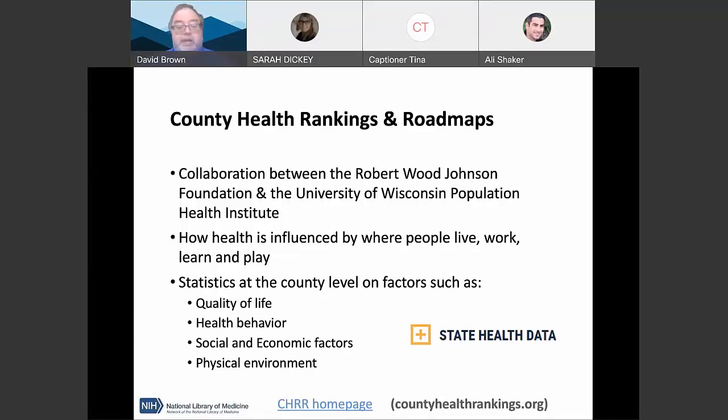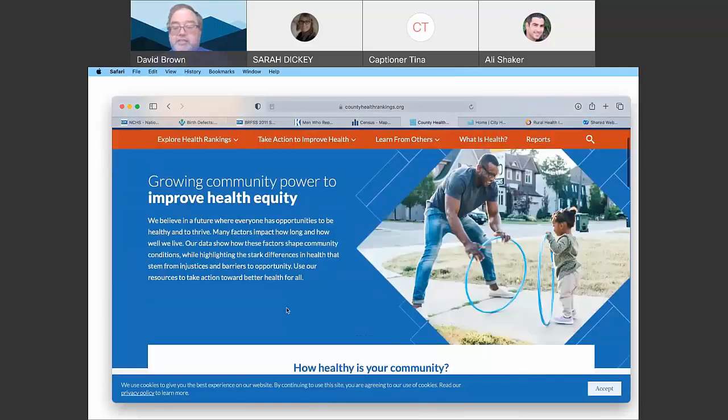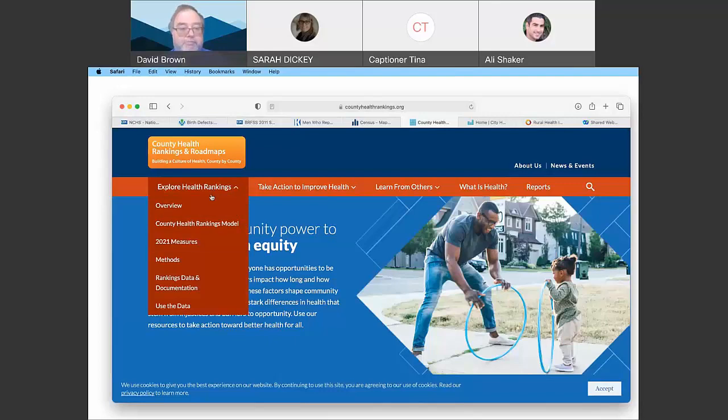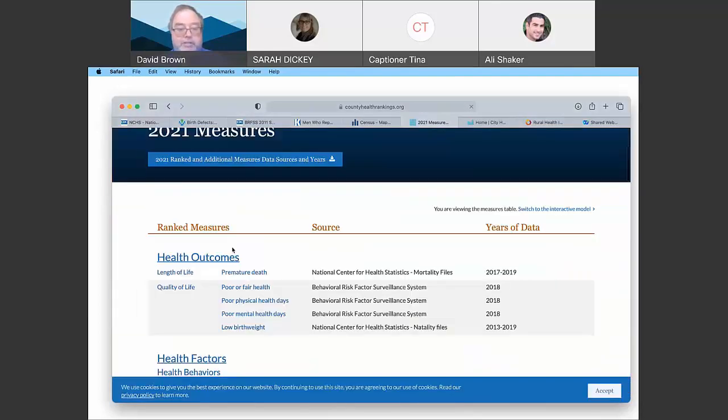They have these county level factors such as quality of life, health behaviors like exercising, smoking, drinking, all those things that we look at, social and economic factors, so what's going on from a social and economic perspective, and what does that physical environment look like? Can you walk? Are there walking trails? What are we doing to understand where we're going as we go through these things and really use it in general? So what's nice here, as this is local, we can explore the health rankings and look at the 2021 measures.